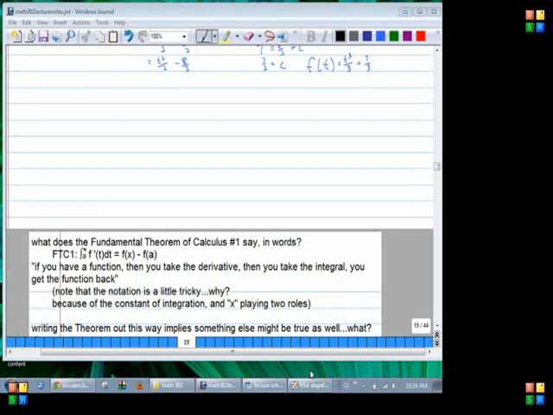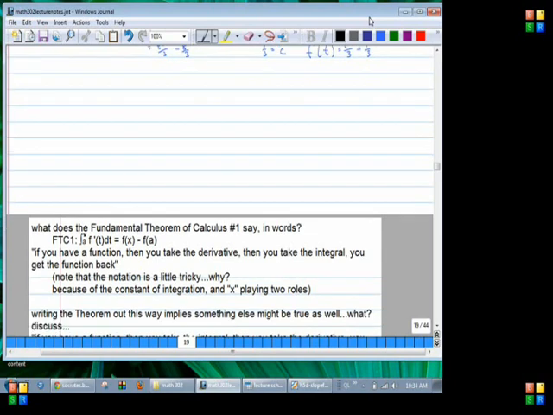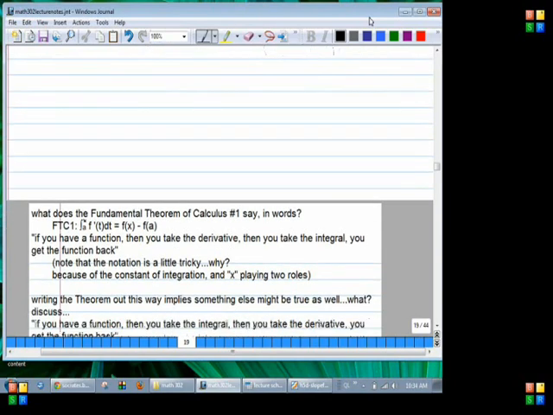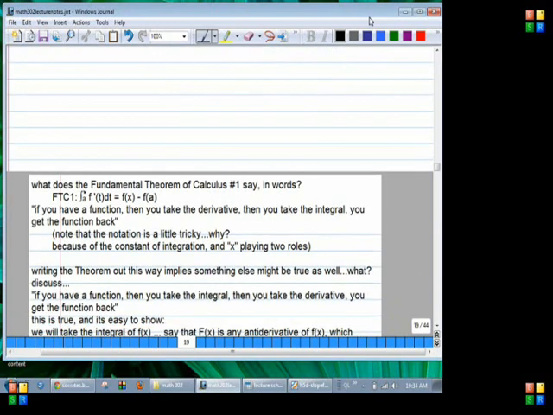It's not totally true, because the c disappears. First we're taking the integral, and then we're taking the derivative. So does the c disappear? That's a good question. It turns out that this is actually precisely correct, and it's easy to show.